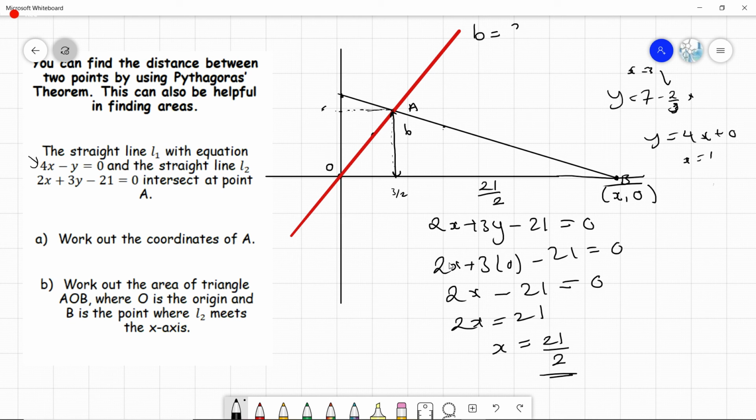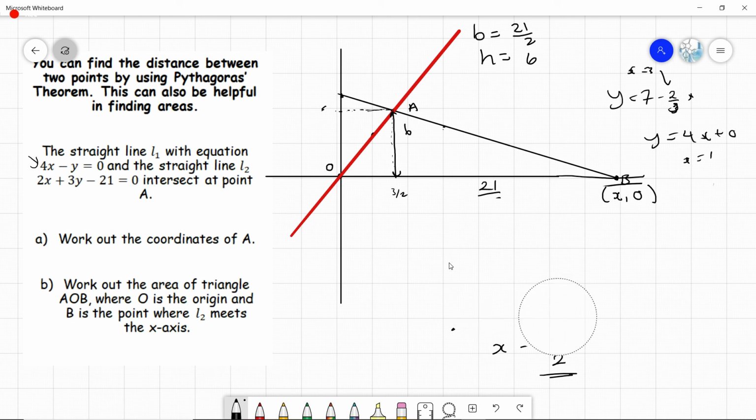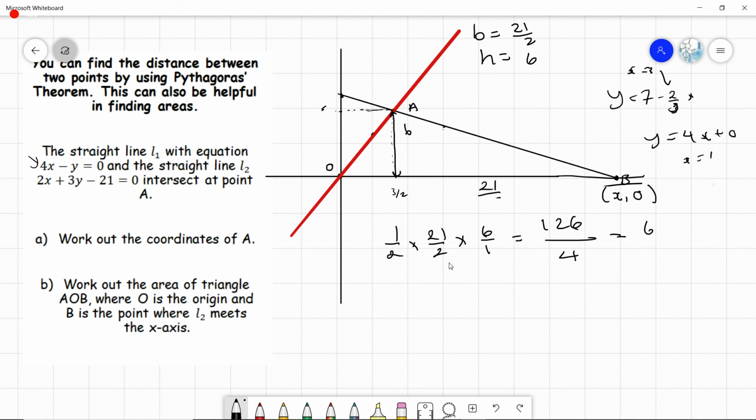So now we can find the area of the triangle, because we have a base, which is 21 over 2, and a height, which is 6. The formula states that the area is base times height divided by 2, or half times base times height. So half times 21 over 2, times 6 over 1, gives me 126 over 4, which simplifies to 63 over 2 for my area.